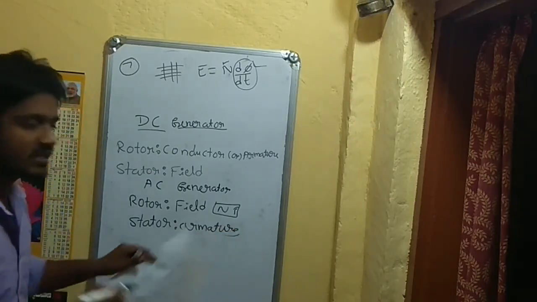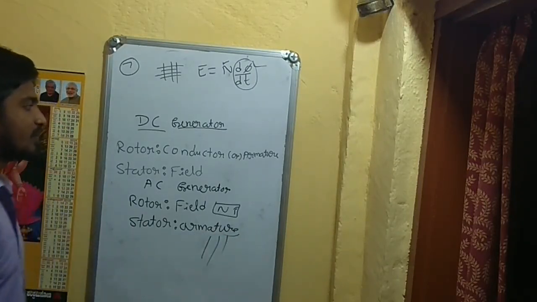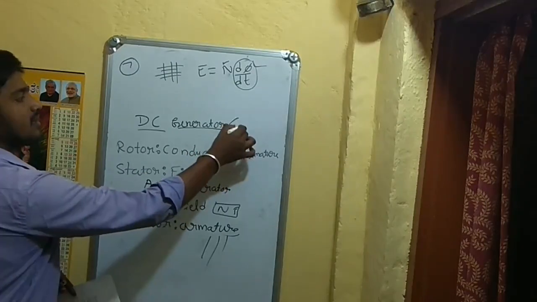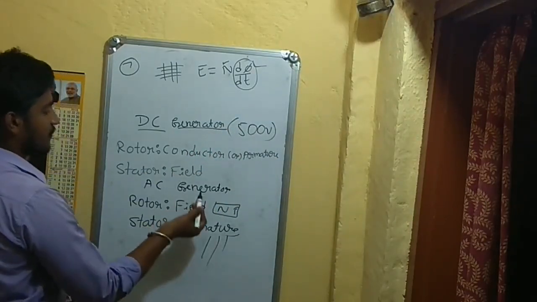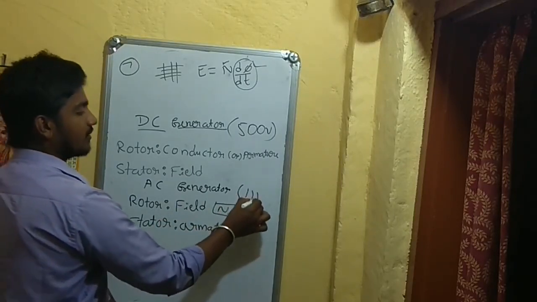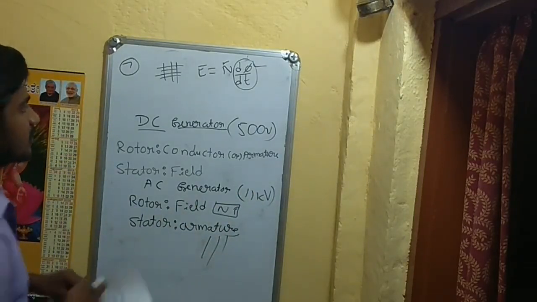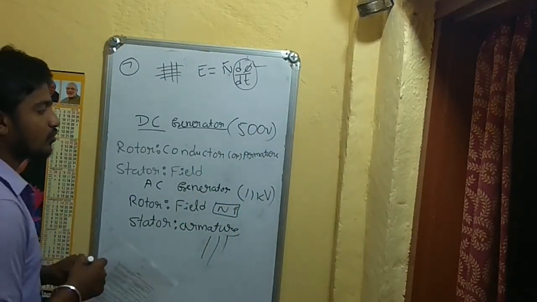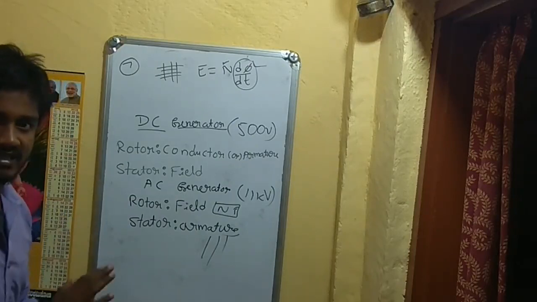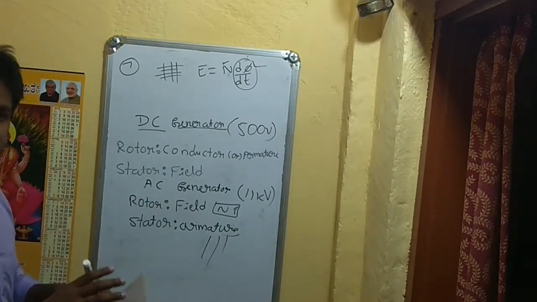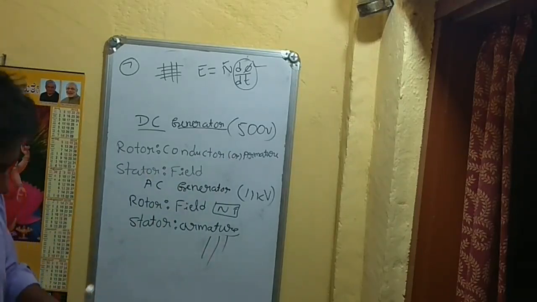Since the armature or conductor is stationary, we can generate a huge amount of power. In case of a DC generator, the maximum voltage will be 500 volt. In case of an AC generator, we are now generating at 11 kV. So this is 500, this is 11,000 volt. So we are now using the AC generator. In an AC generator, the conductor is stationary and the field is rotating. This is reversed in case of a DC generator.